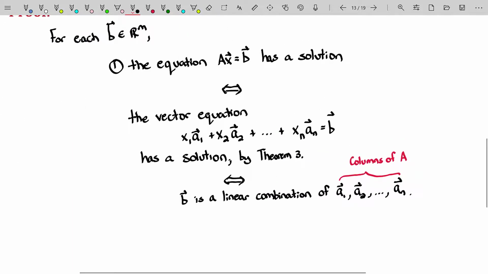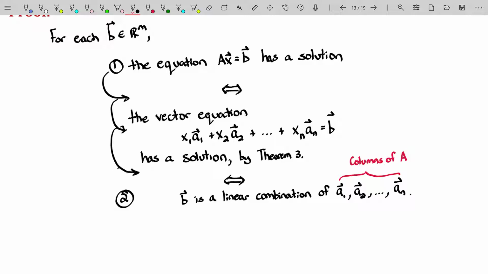So we have proven so far that 1 is true if and only if 2 is true. That's what this means. 1 is true if and only if this sideline statement is true, which is true if and only if 2 is true. So through a chain of if and only ifs, we've arrived at 1 is equivalent to 2.